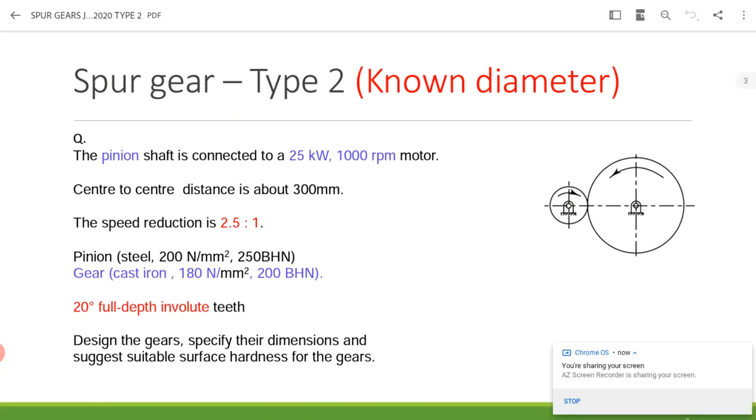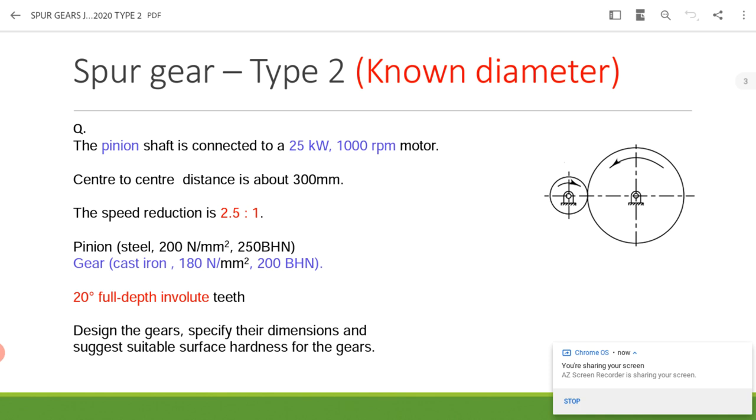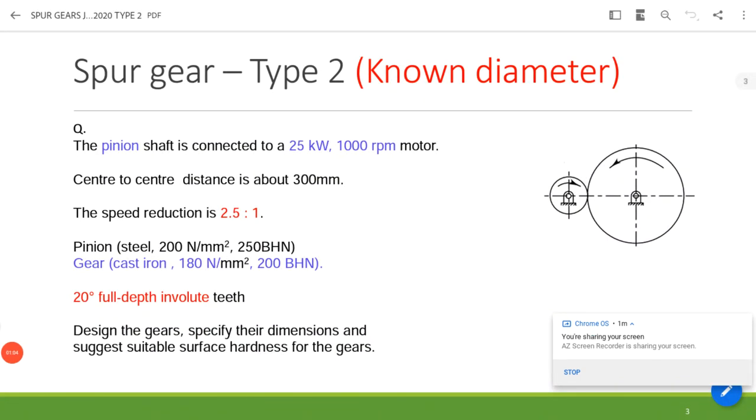So this is a question which we classify as type 2, where the diameter is not known. The question: a pinion shaft is connected to a 25 kilowatt, 1000 rpm motor. The center to center distance is given as 300 mm.